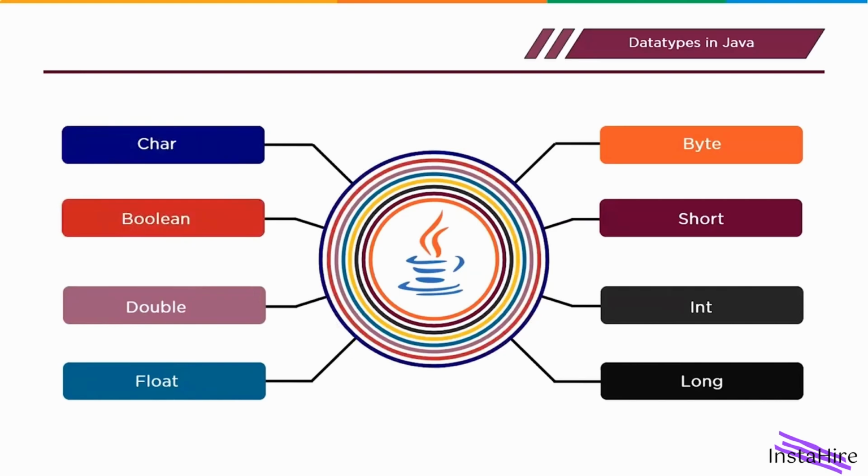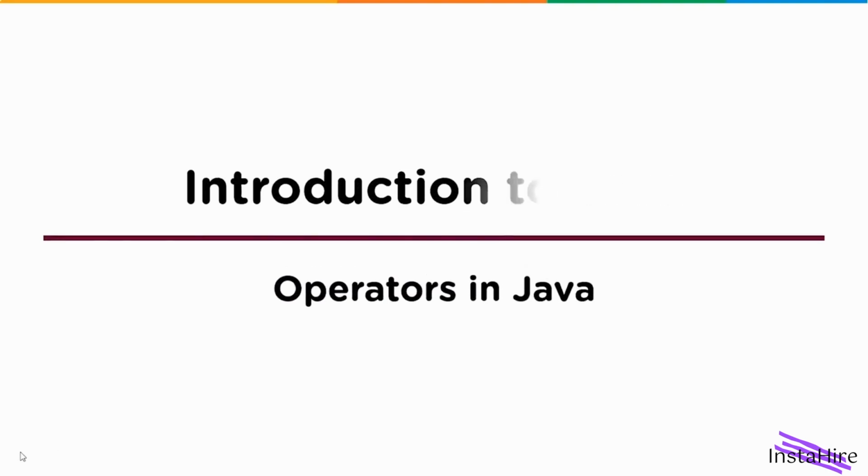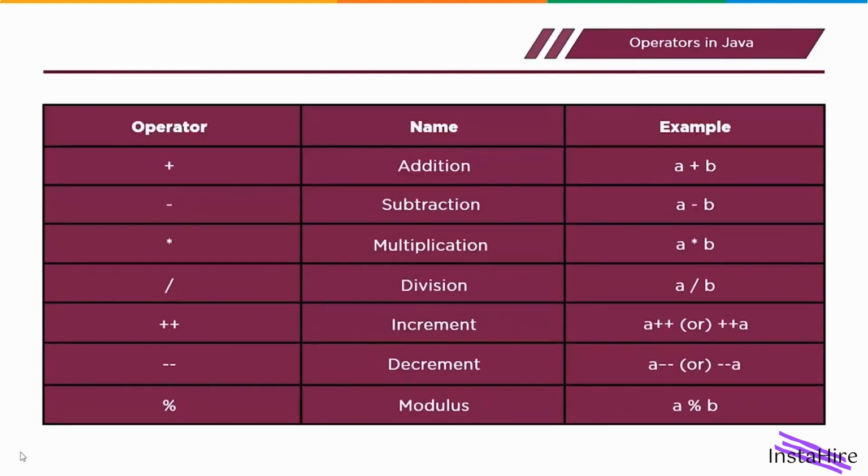There are also a few more advancements in the data types in Java, which are supported in the latest versions as well. Followed by the crucial data types, the next concept that we will be discussing in Introduction to Java is the operators in Java. The Java programming language has support for various operators. Some of the mainly used operators are addition, subtraction, multiplication, division, increment, decrement, and modulus operators. The examples for these operators are specified in the last column of this table.